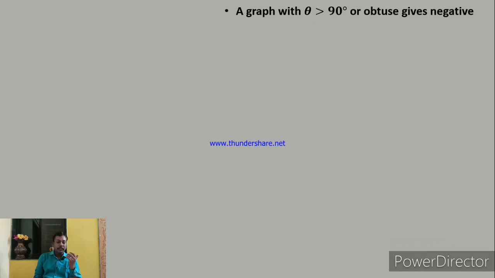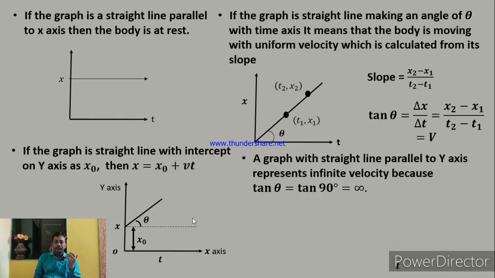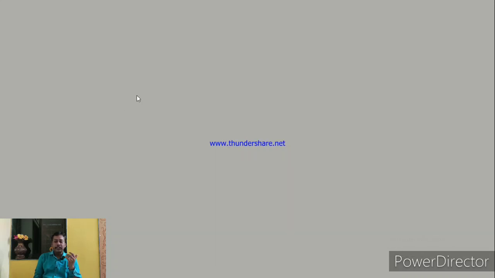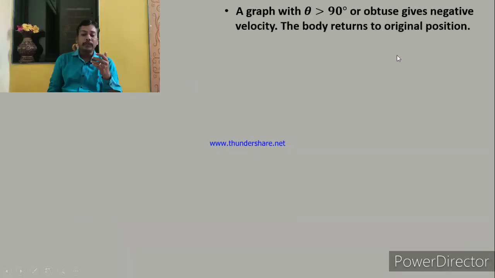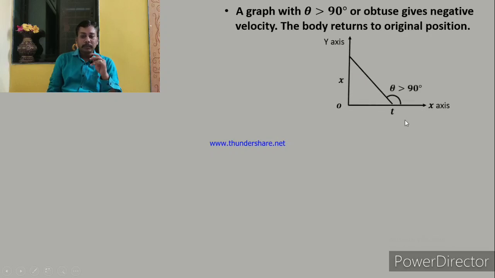So I hope you understand the different graphs which are given here. These are the 4 various conditions, and the next, 5th condition, is the negative with negative velocity. Here one thing is important: the body returns to its original position.